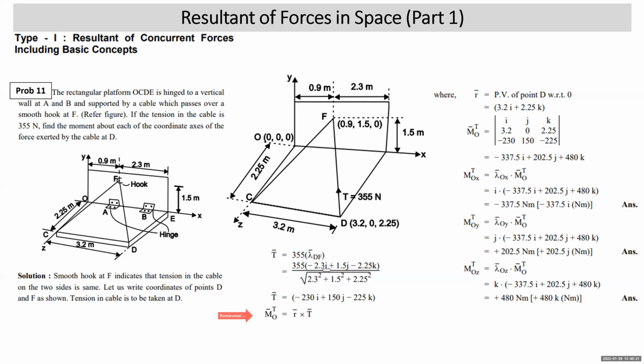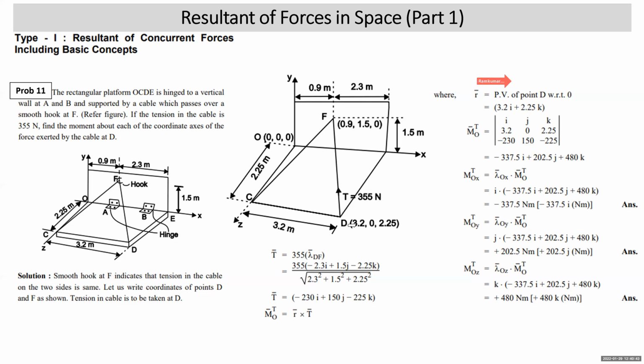T bar is already with me. r bar is the position vector of point D with respect to O. Or we can take the position vector of F also with respect to O. But we have decided to take both. See, the position vectors will be different. Position vector D with respect to O and position vector F with respect to O will be different. But when you take the moment, it comes out to be the same. Anyway, right now we are taking the position vector of D with respect to O.